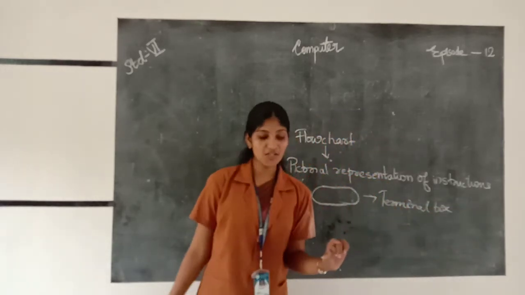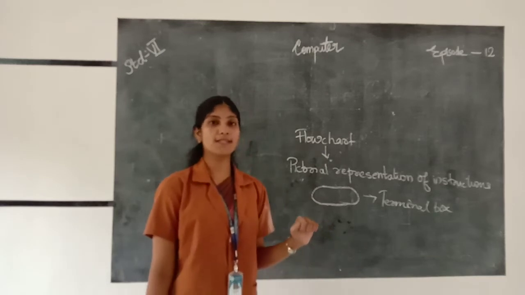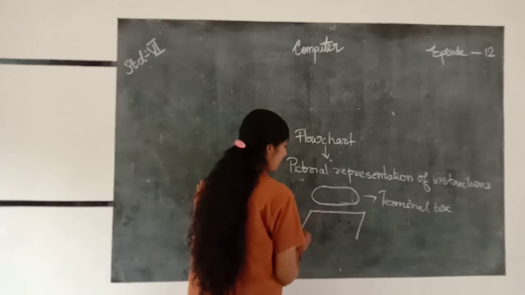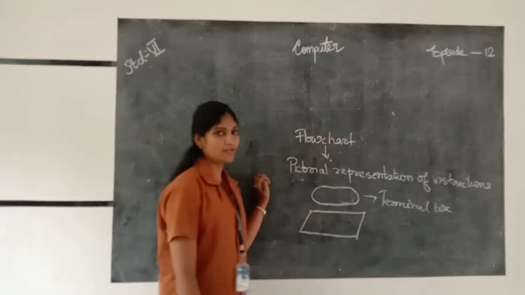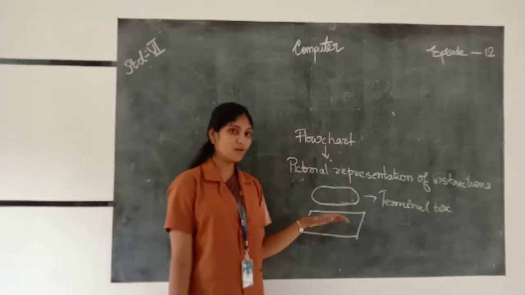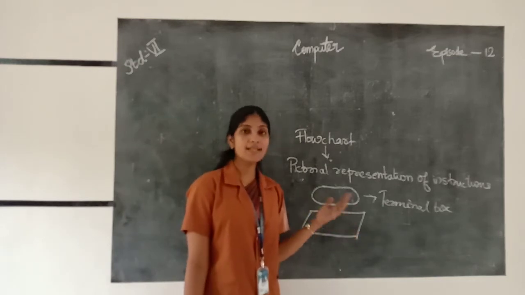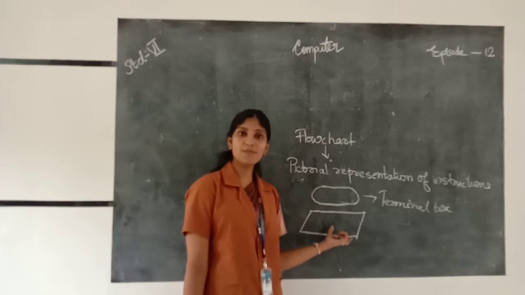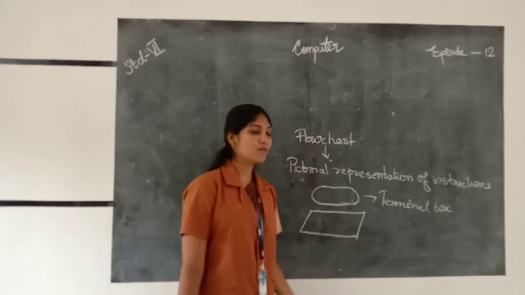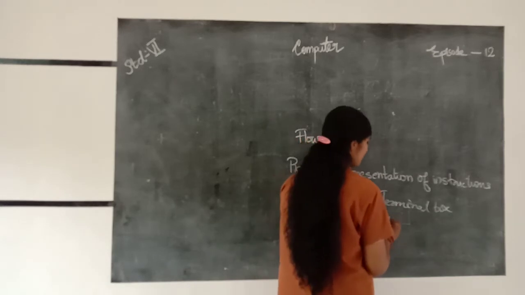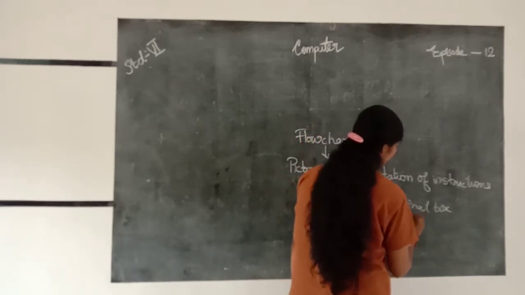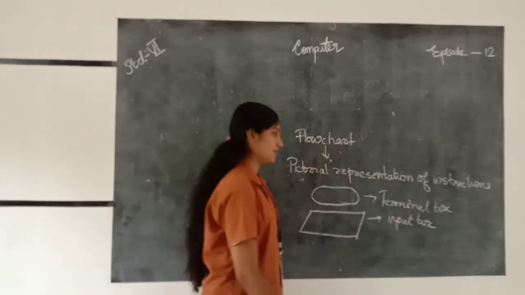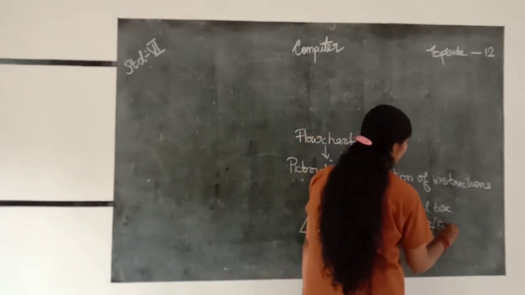The second shape is the input box or output box. We can write input statements or output statements in this box. What is the name of this box? Input box, and we can also say output box. This is the place where we can write the input data.